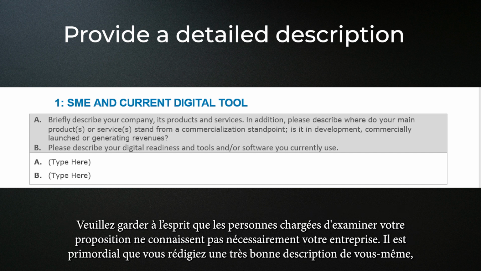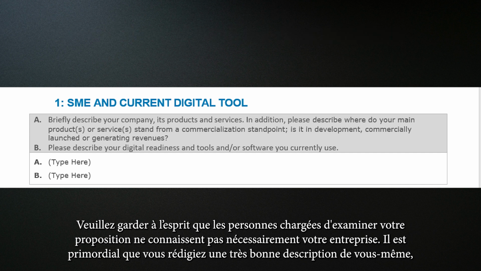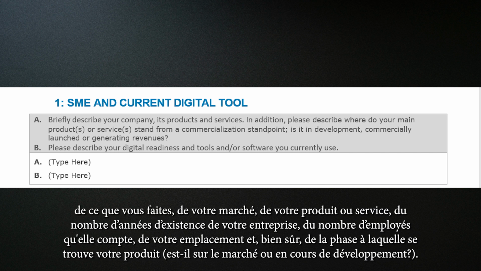You need to keep in mind that the people reviewing your proposal may not know anything about your company. And so it's important to write a really good description about who you are, what it is that you do, who your market is, what your product or service is, how long you've been in business, how many employees you have, where you're located, and of course, whether your product is in market or in development.